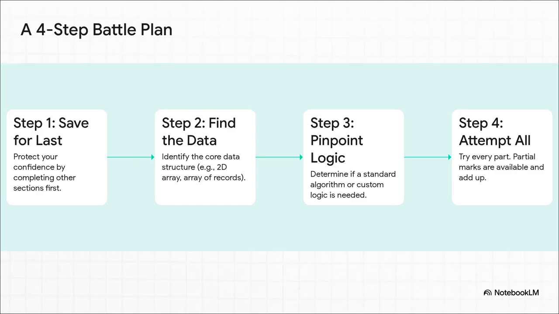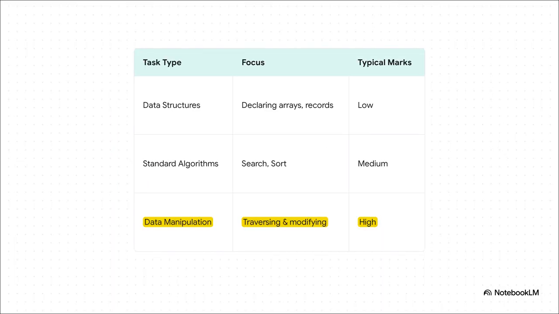So here's the game plan. Step 1. Leave it for last. Seriously, go get all the other marks you can, build up your confidence. Step 2. When you get to the question, your first job is just to figure out the main data structure. Step 3. Pinpoint the algorithm. Is it a standard one, like a search or a sort, or do you have to create something new? And step 4, and this is maybe the most important, attempt every single part. The question is designed so that almost anyone can get some points. Don't leave it blank.